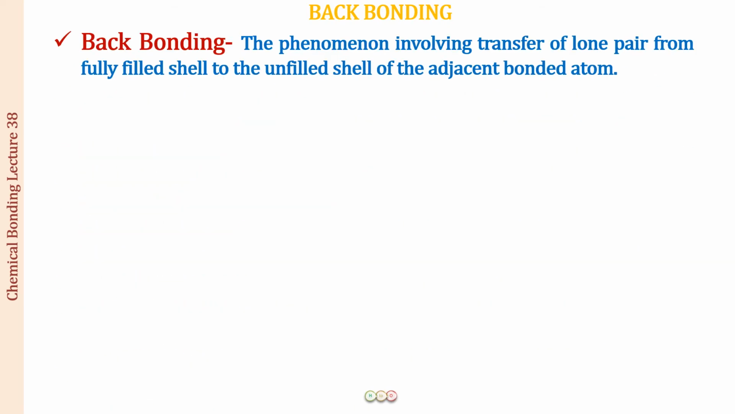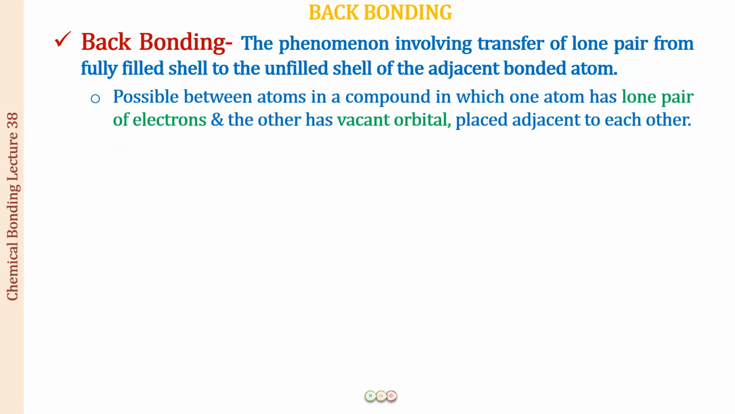So what is back bonding? Well, back bonding is the phenomenon involving the transfer of a lone pair from a fully filled shell to an unfilled shell of the adjacent bonded atoms. So what are we going to see? It is a possible phenomenon between the atoms in a compound, where one atom has a lone pair of electrons and the other has a vacant orbital placed adjacent to each other. So the orientation of these orbitals also has to be similar, right?